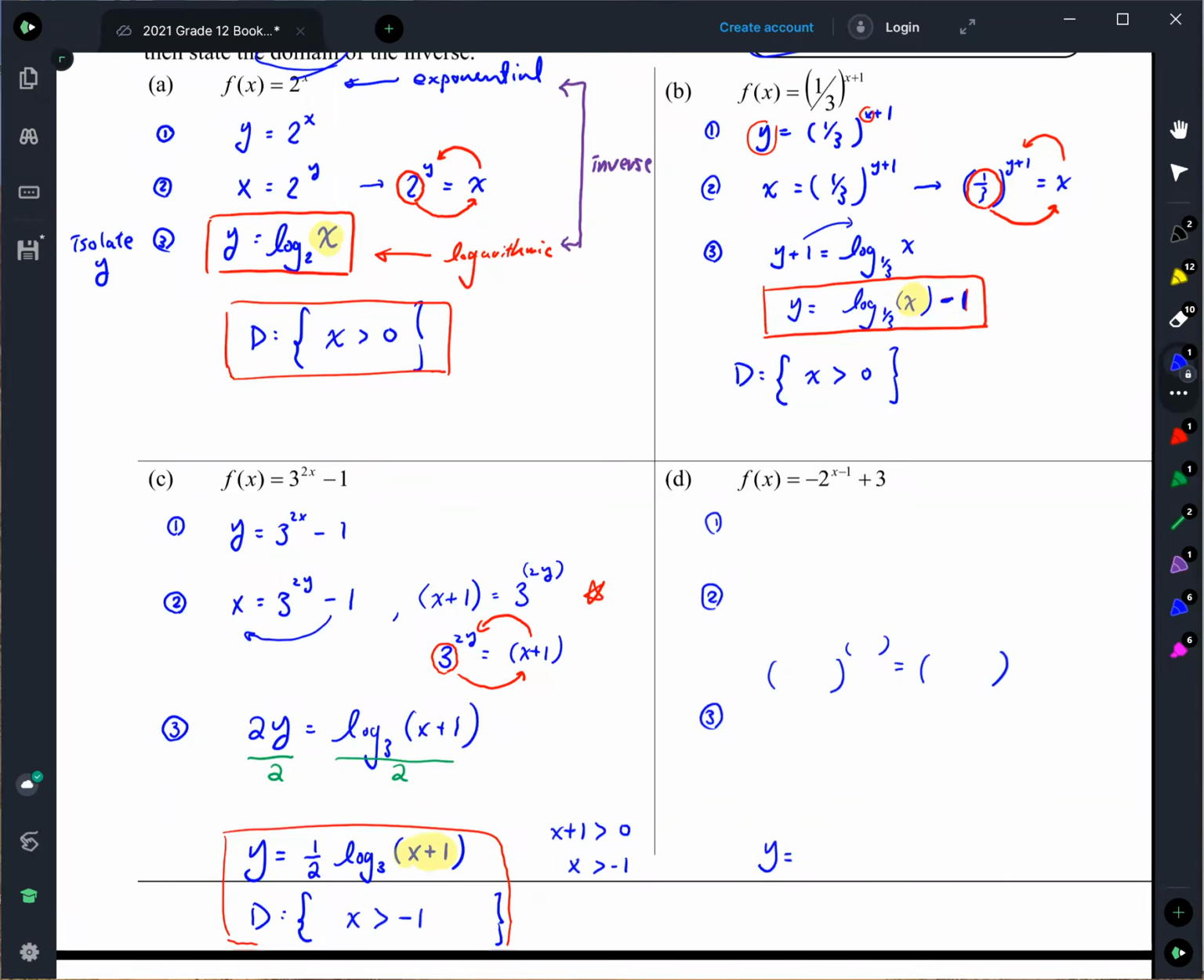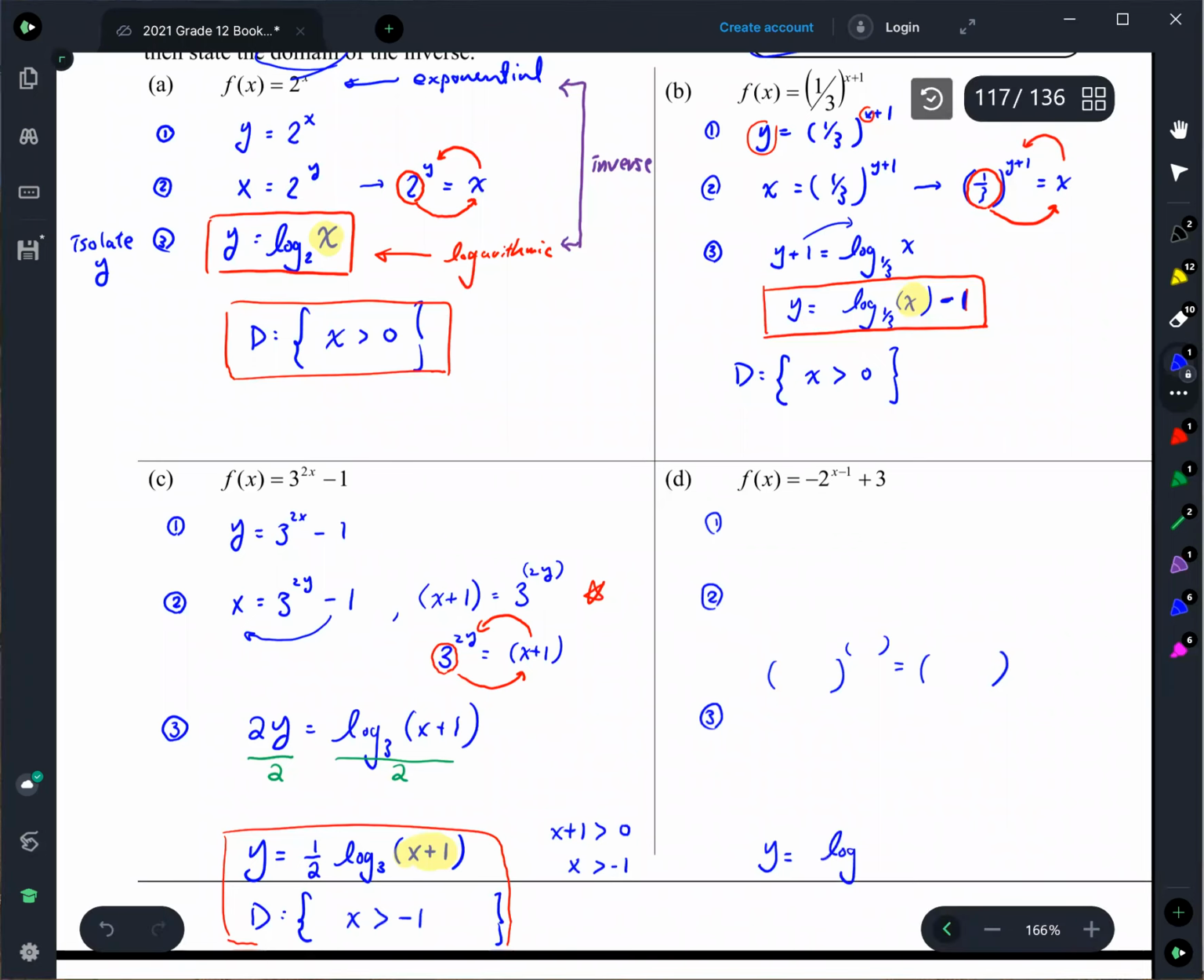I got y is equal to log base negative 2 of x minus 2. Base negative 2, like that. And then x minus 2. That's all? Yeah. Okay. All right. And Marcus, how about you? I got the same thing. Okay. Chris?